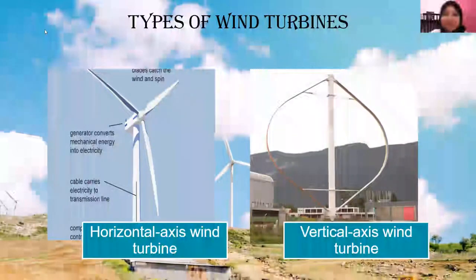So there are two types of wind turbines, which are the horizontal axis wind turbine and the vertical axis wind turbine.